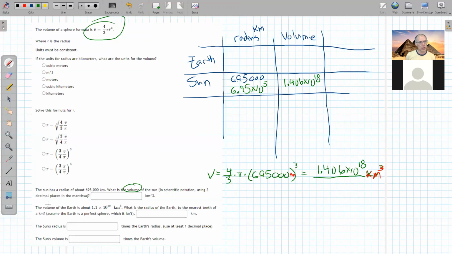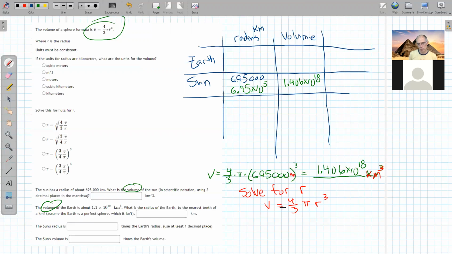Now the Earth, we're given the volume, so we need to reverse engineer that. We're asked which is the right formula, so let's back up and calculate that. We need to solve for r in the formula V equals 4/3 pi r cubed. We did something like this earlier in the lesson, and here we're going to do a similar thing.